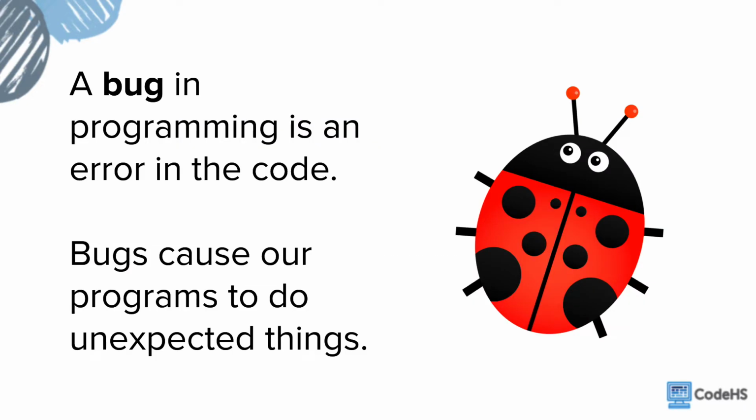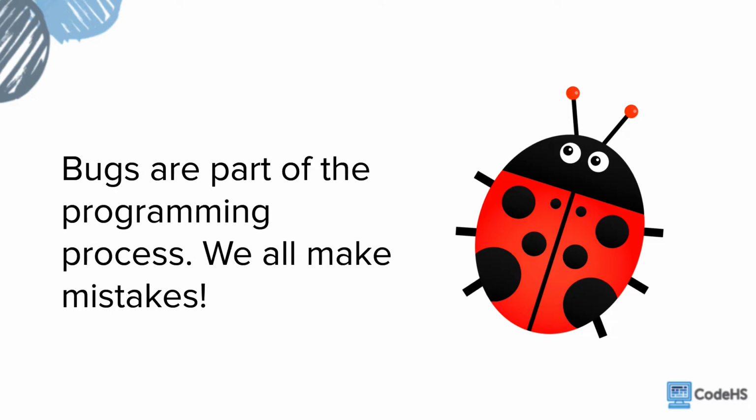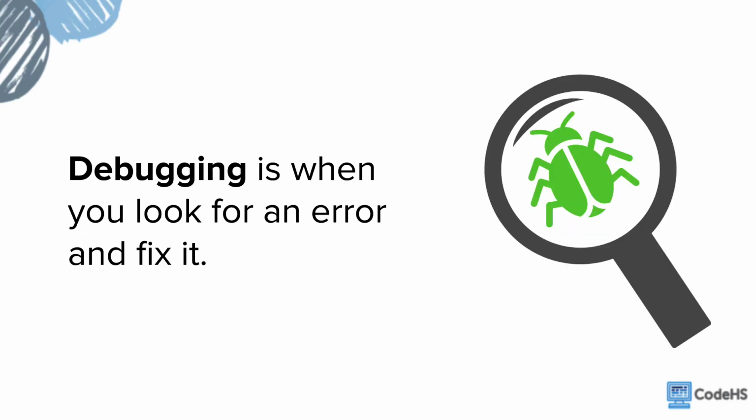A bug in programming is like an error in the code. Bugs cause our programs to do unexpected things, like not run or have Tracy do something we were not intending. Bugs are part of the programming process. All programmers, including expert ones who program for a living, make mistakes as they program. Debugging is when you look for an error in your program and you fix it.